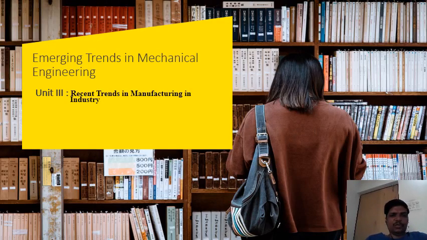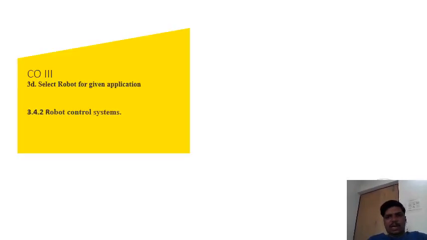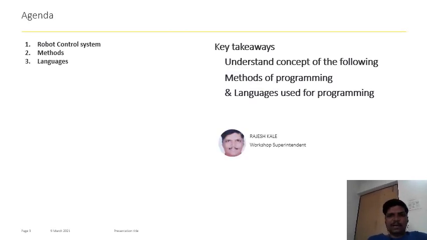I'll be explaining unit number 3, that is recent trends in manufacturing and industry, continuing the same video lecture of the previous series. This is the second part of selecting a robot for a given application, in which we will be discussing today mainly the methods of programming and the languages that are used to program a robot. So let's start the slide.